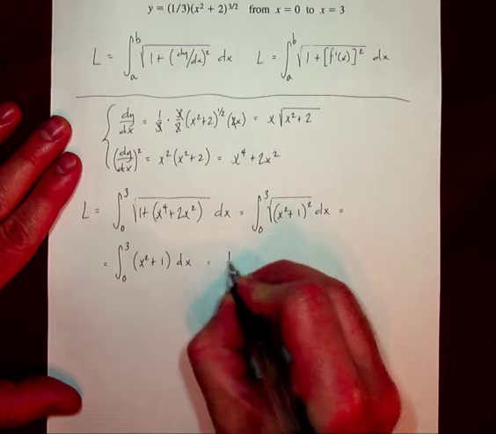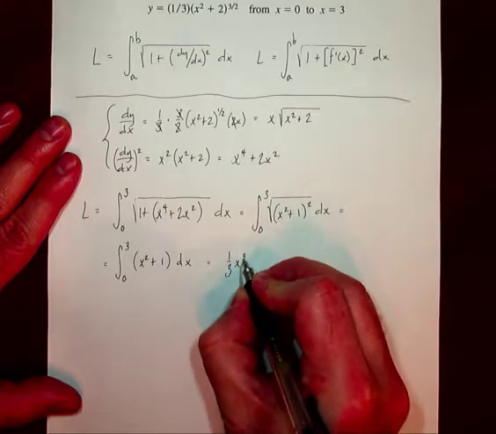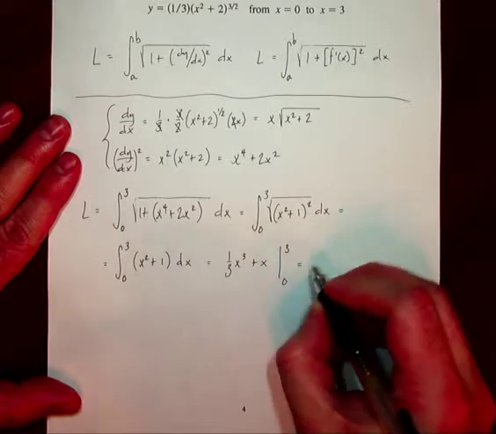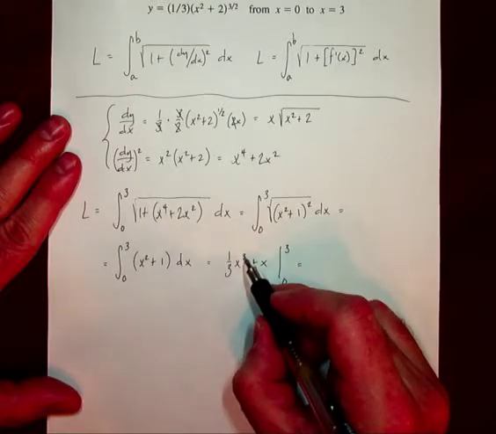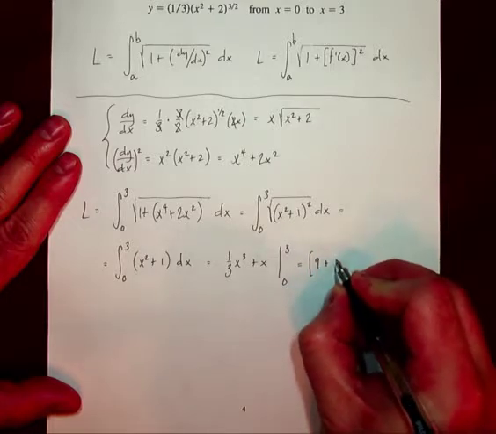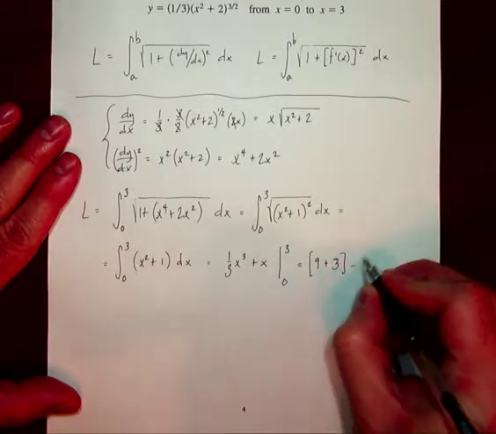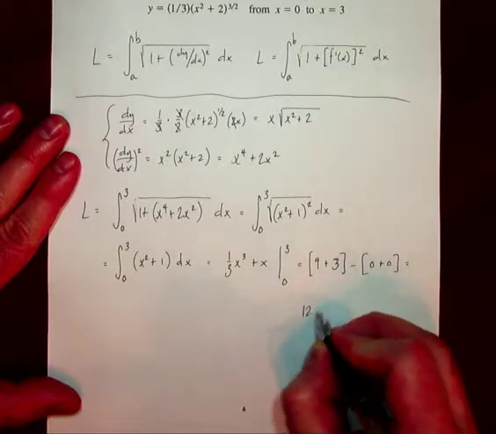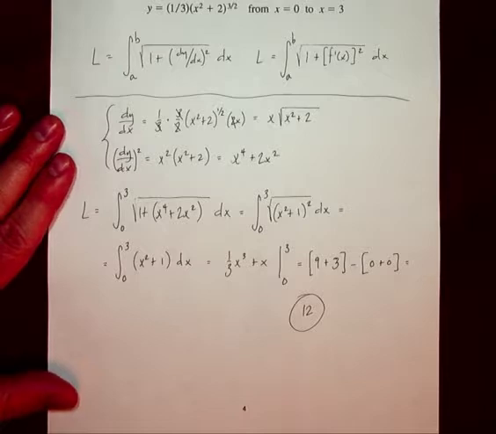So what happens here is I integrate, and I get 1/3 x cubed plus x. I'm going to run that from 0 to 3. 3 cubed is 27, but 1/3 of that is 9. So 9 plus 3 minus 0 plus 0. And the answer is 12.